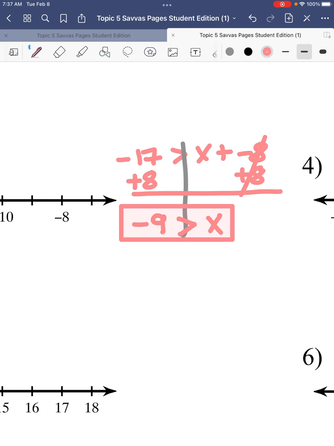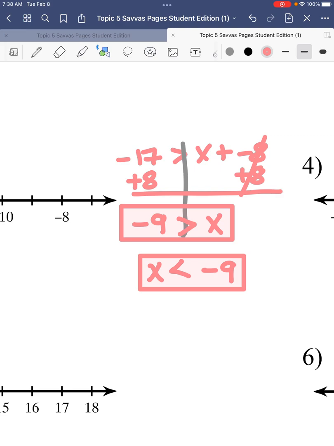But I prefer to write it so x is over here and negative 9 is over here, and that lets me use my inequality symbol as an arrow. So notice, the pointy side is by my x. I need to keep the pointy side by my x, so I flip my sign. x is less than negative 9. The pointy side stays by the x, and the open side stays by the negative 9. So those are two equivalent answers.